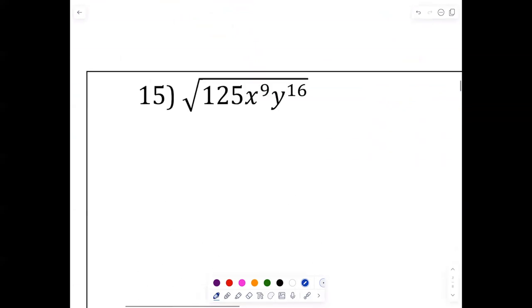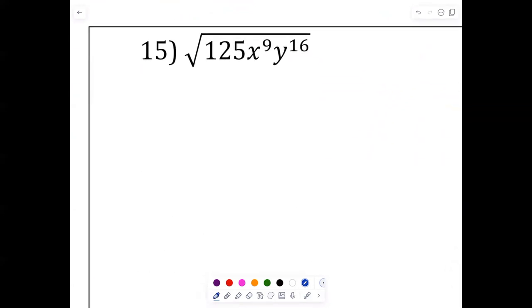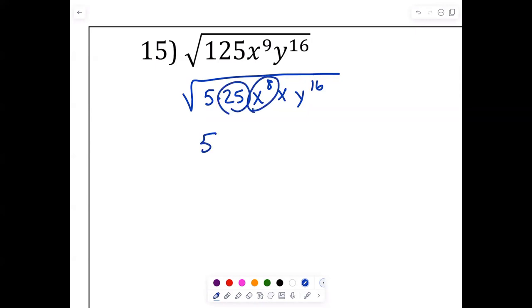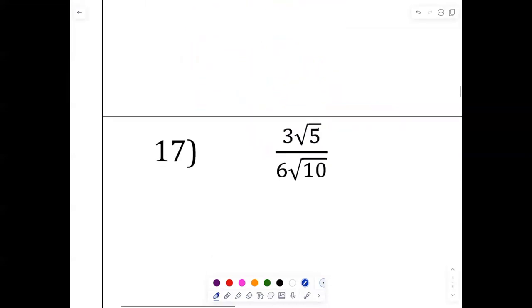All right, here we go. Continue on. Okay, 125. What perfect square is in 125? 25 times 5. Thank you very much. Do I need to break down x to the 9th? Yes, it's an odd exponent. And then leave y to the 16th. Square root of 25, square root of x to the 8th, square root of y to the 16th. You are great. Simple as that. Anybody struggling with that? Anybody need me to slow down a little bit? Anybody have any questions? All right, good work.